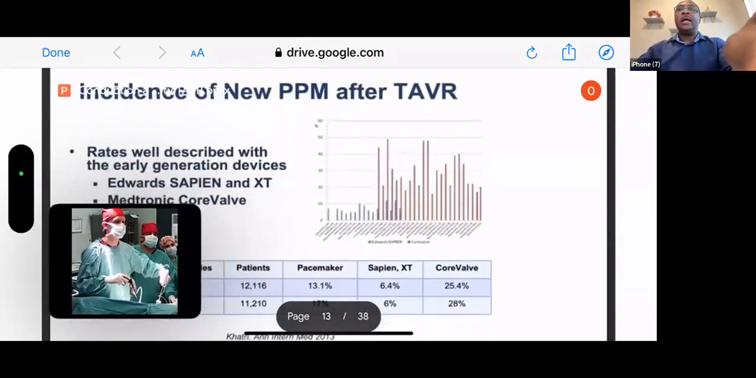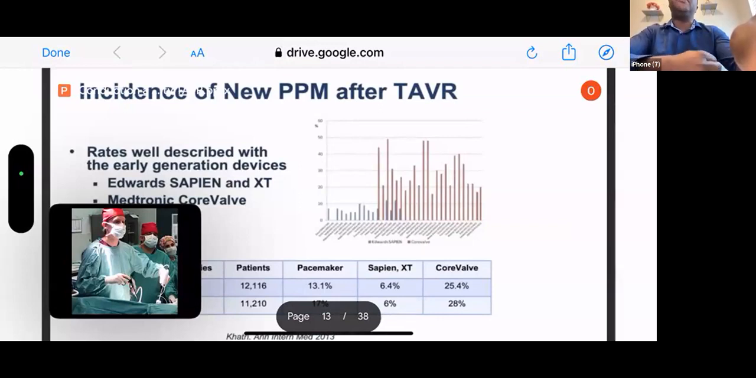So let's look at the overall incidence of permanent pacemaker after TAVR. So one of the factors to consider, especially like I said, if a patient had a pre-existing right bundle branch block, is to know which of the valve am I going to use to reduce the incidence of left bundle branch block or significant conduction abnormality. So the core valve has more risk of developing conduction abnormality than in a pacemaker. The rate is about 25% plus or minus, as opposed to the Edwards valve, which is about 6%. So the Edwards valve is safer in terms of conduction abnormality, and the core valve, which are self-expanding valves.